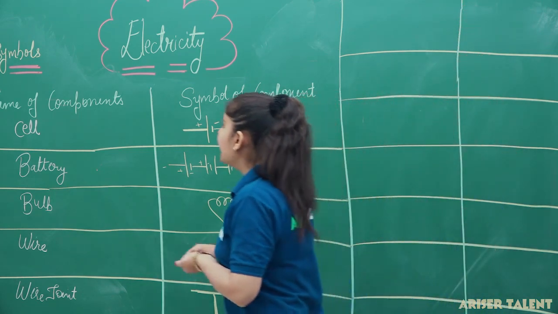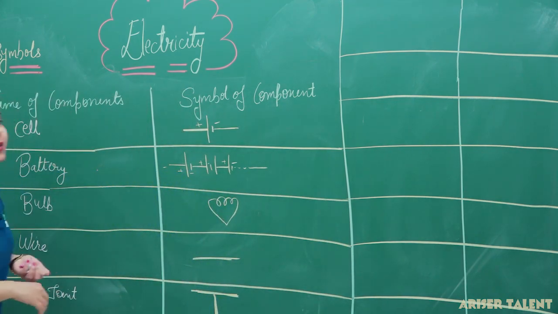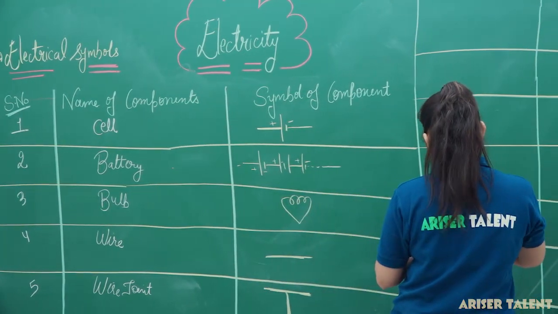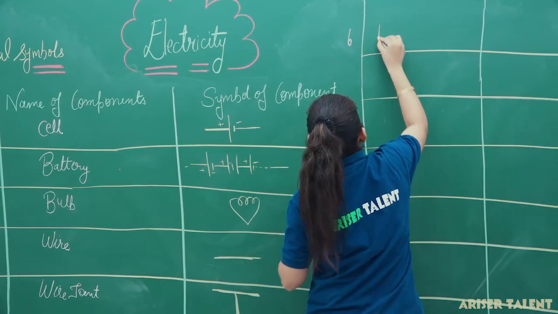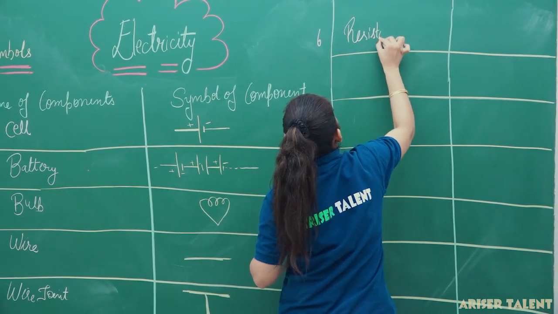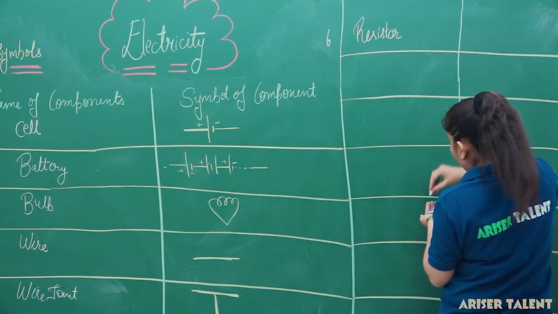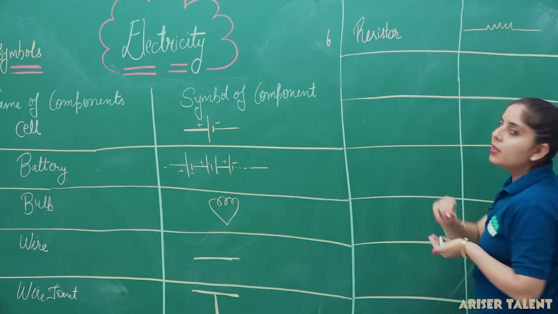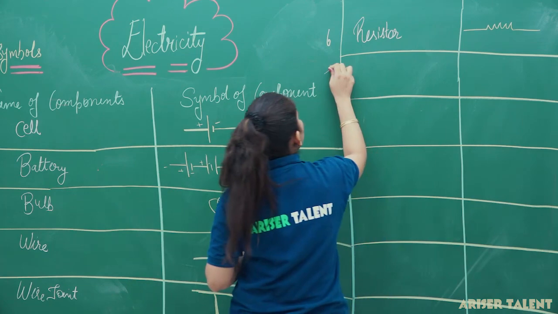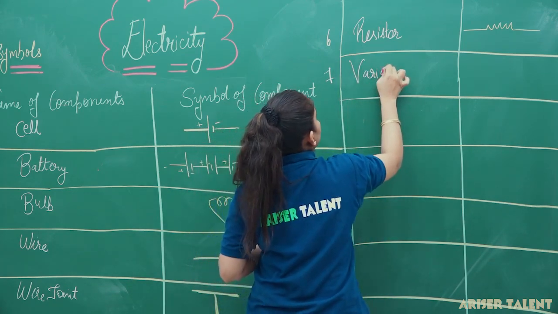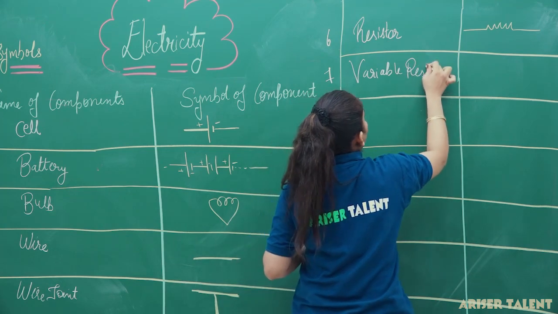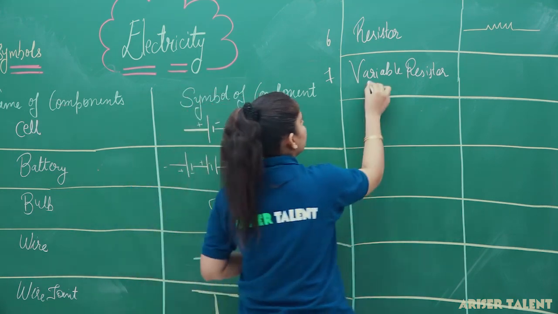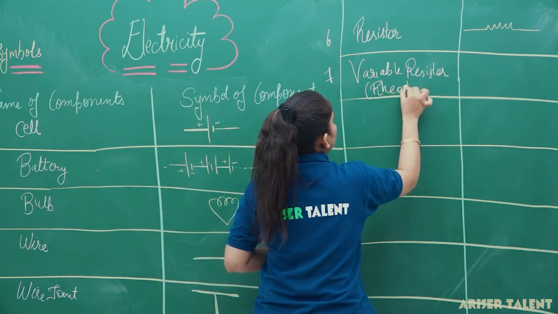Now, let us take the next component. After the wire joint, we can see that we have a resistor in a circuit. So, how will the resistor be described? The resistor can be drawn like this. This is the symbol for the resistor we have. Now, if this resistor is variable, a variable resistor is known as a rheostat.